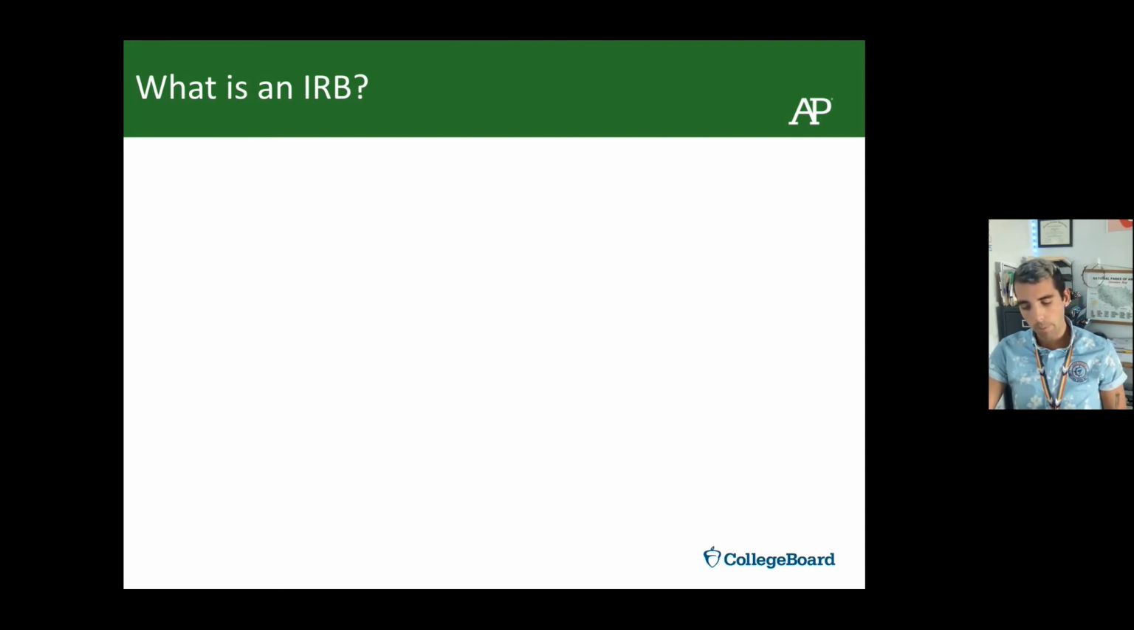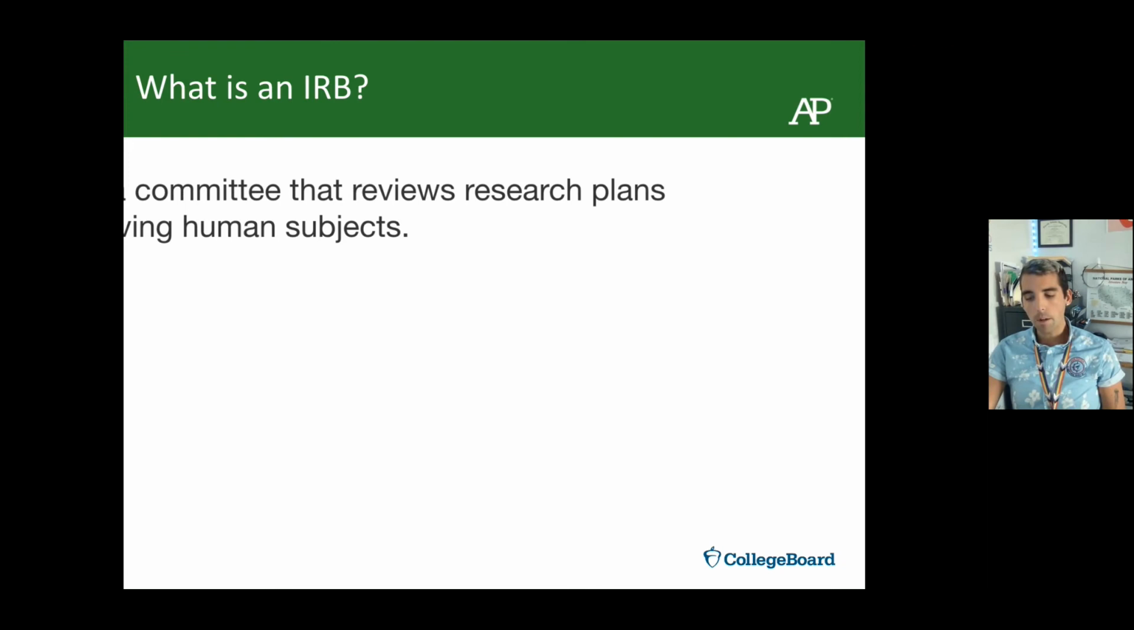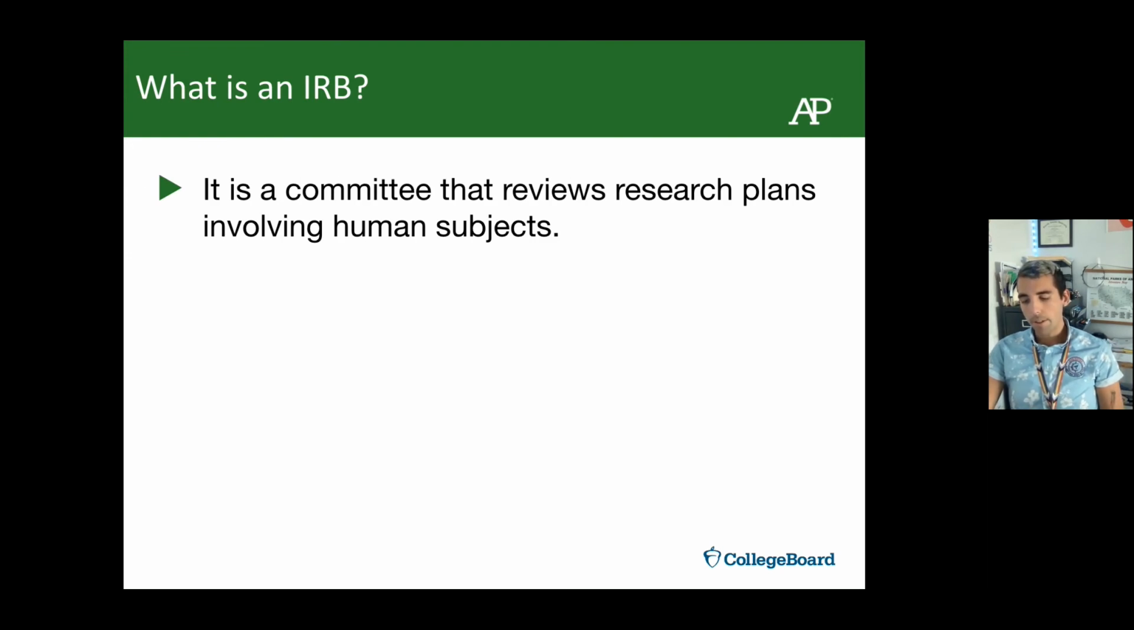So what is an IRB? Keep using this acronym here. According to Wikipedia, an IRB applies research ethics by reviewing the methods of research to ensure that they are ethical. The purpose of the IRB is to ensure that appropriate steps are taken to protect the rights and welfare of humans participating as subjects in a research study. An IRB also ensures that research projects follow institutional policies and governmental laws. So essentially, it is a committee that reviews research plans involving human subjects.